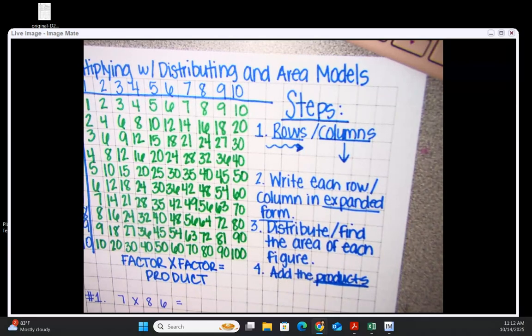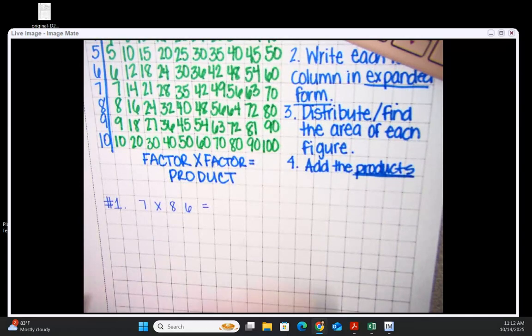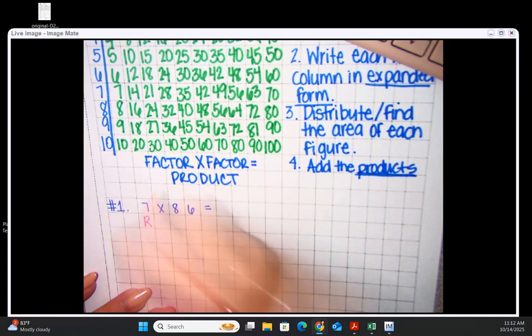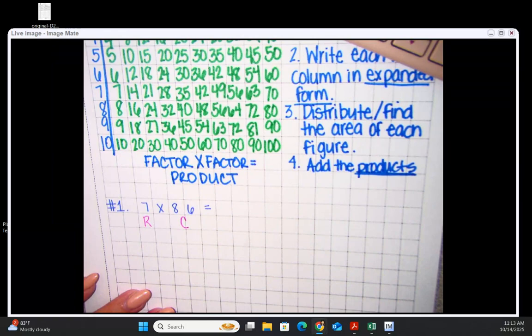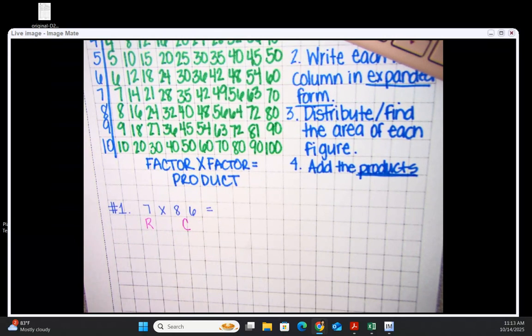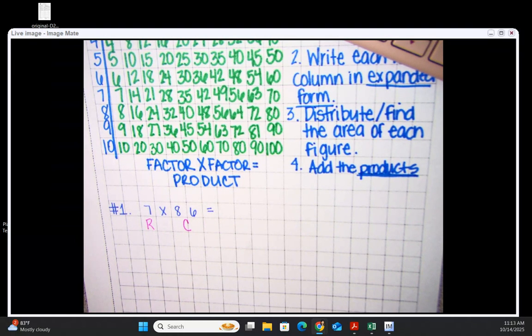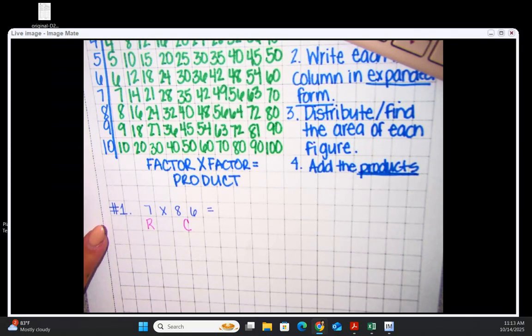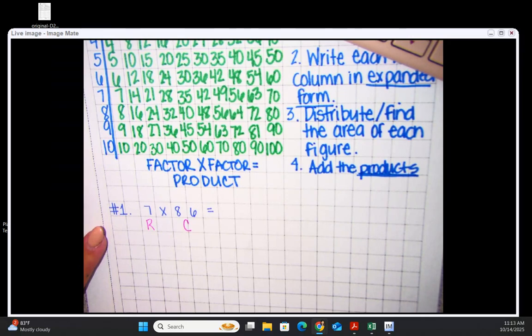What is step number 1? Rows and columns. We have 7 rows and... Excellent. So I have 7 rows and 86 columns. Now, when we started this lesson that we were doing arrays, we were drawing our rows and we were drawing our columns, right? But our numbers were much smaller. Now our numbers are getting bigger. I'm not going to draw 86 columns. That's going to take me forever. But now you already know what that would look like. Okay? Multiply 7 times 80 and then 7 times 6. Kiss your brain. Very good.